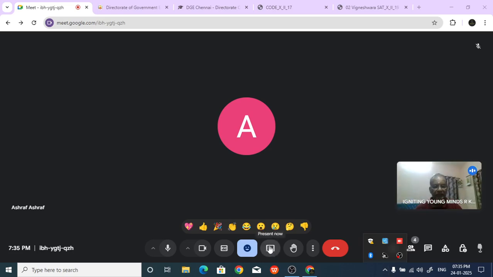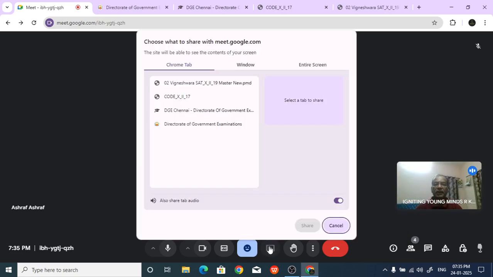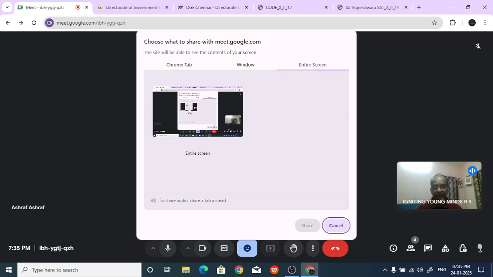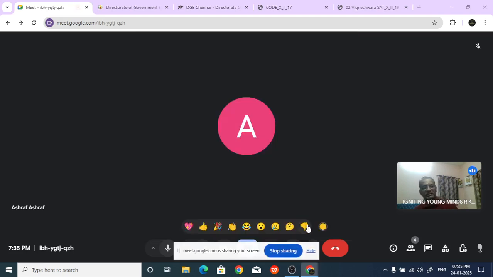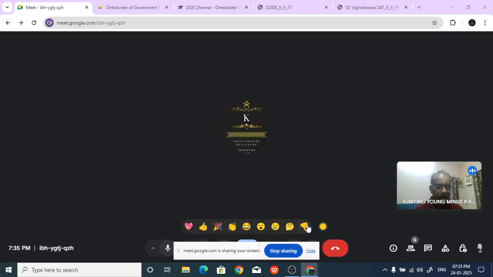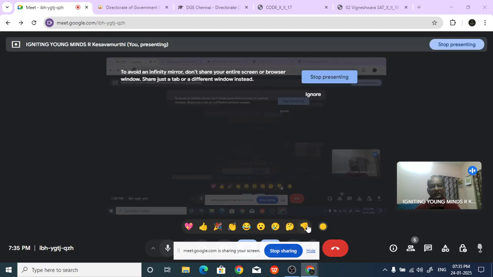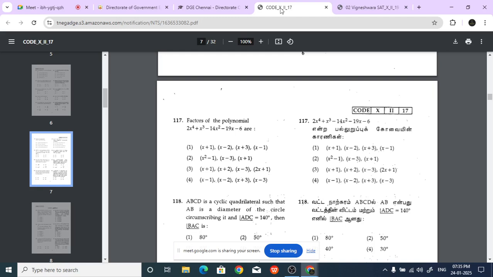Right. Today we will look at mathematics and we'll see some question paper which we have seen. In the same question paper, one or two questions we did not see. So we will try to see the questions which we have not seen so far and see whether we can do that. So this is the question.